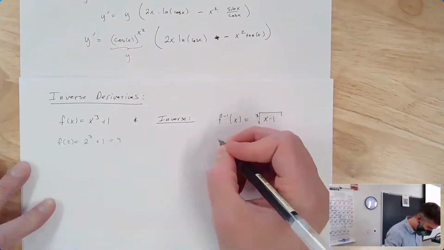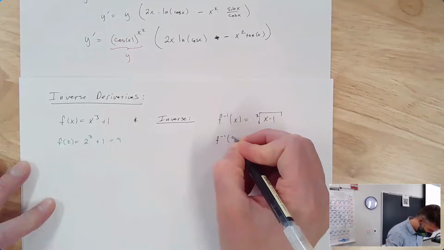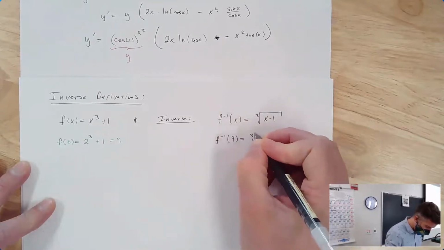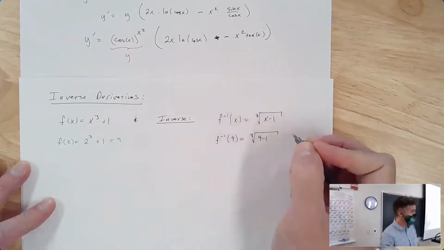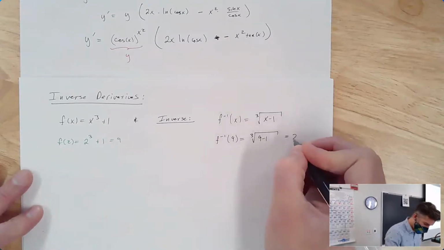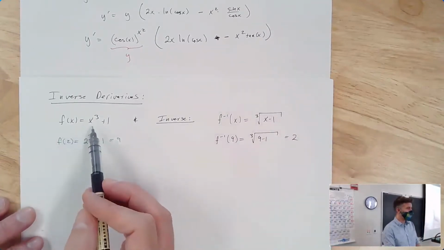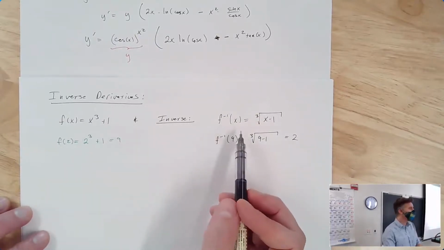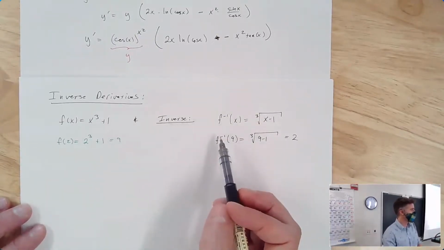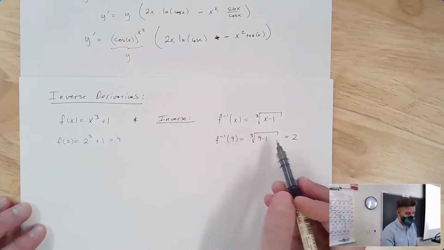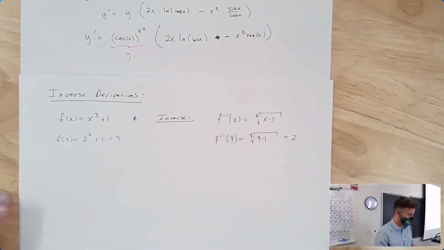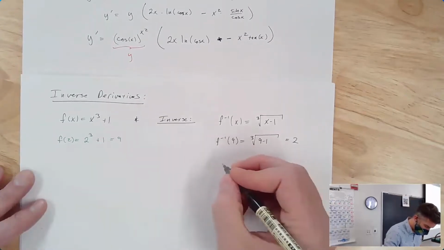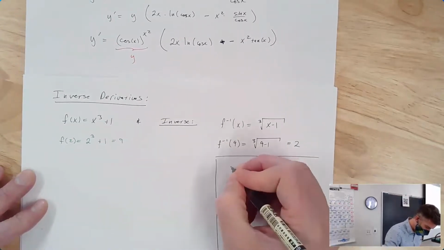Because if I plug in 9, f inverse of 9 is the cube root of 9 minus 1, which is the cube root of 8, which is 2. So this function did something to x. You got something out. And this inverse function undid what that function did to x. And you got the same thing back you started with. The process, of course, for finding the inverse is to switch x and y and then solve for y, right? You could totally be like, okay, here's the process.